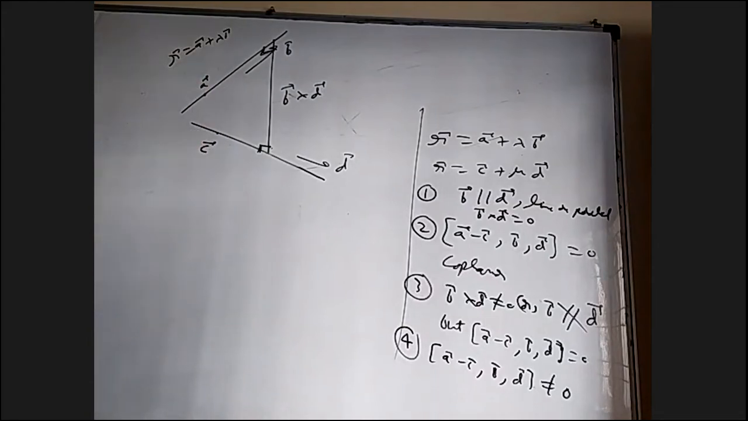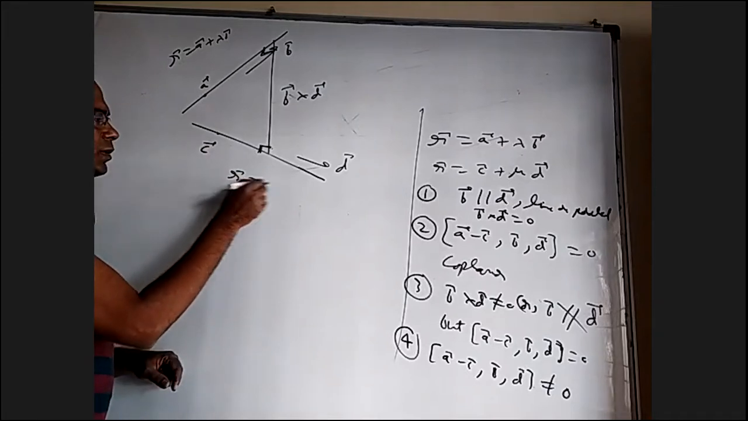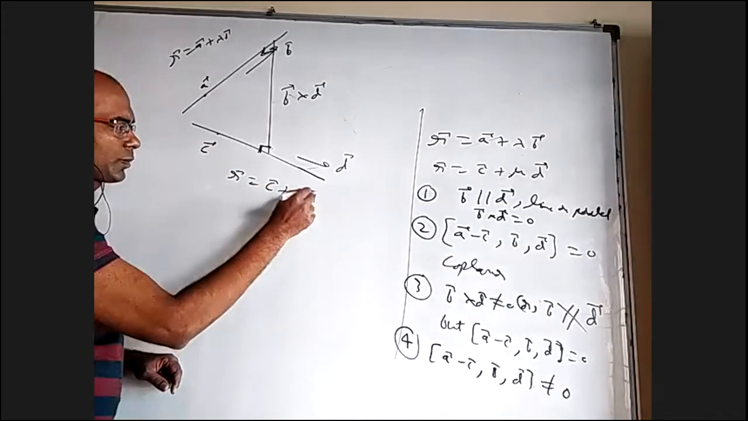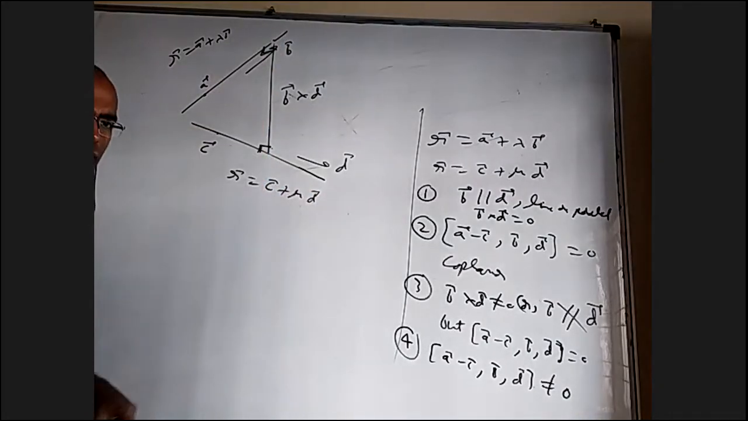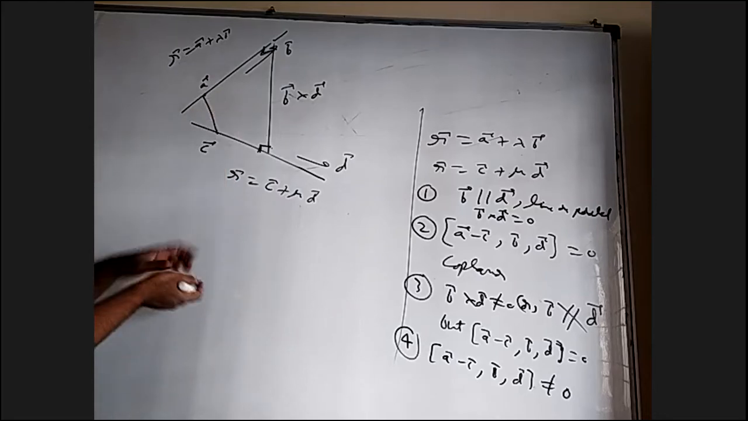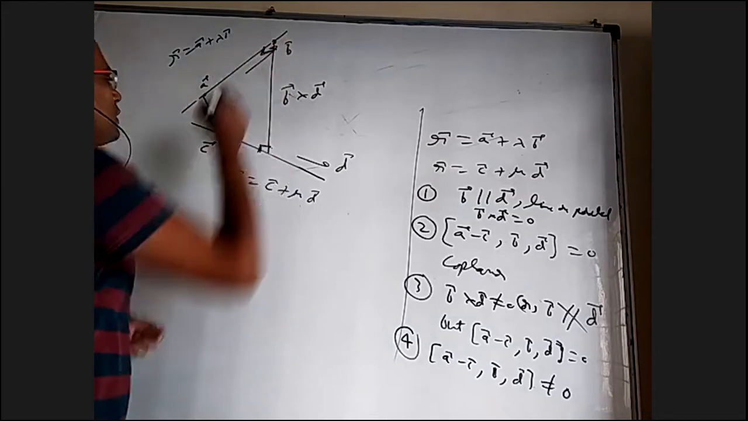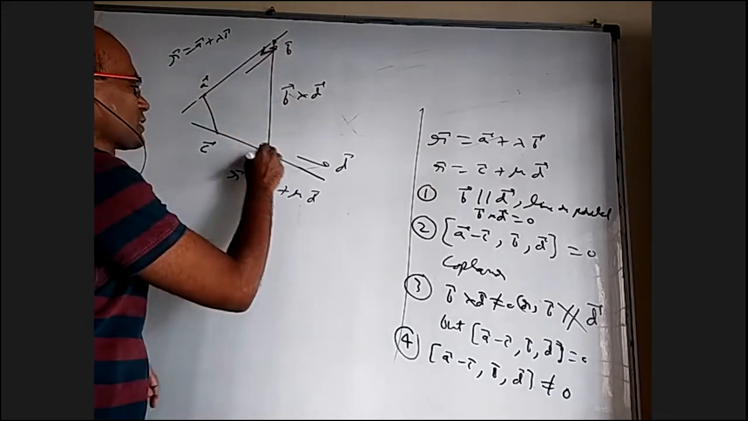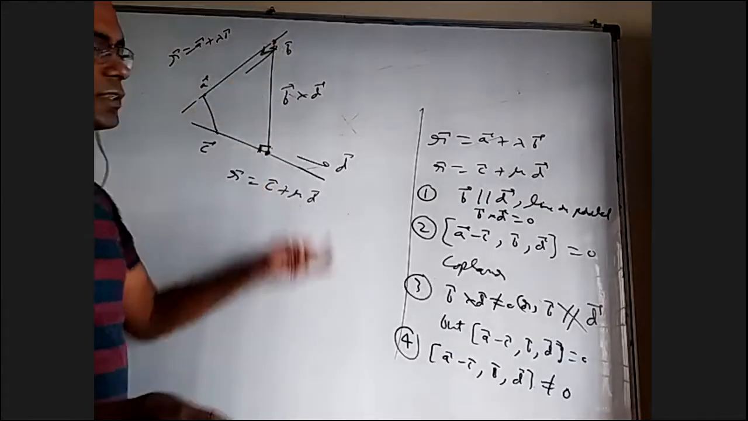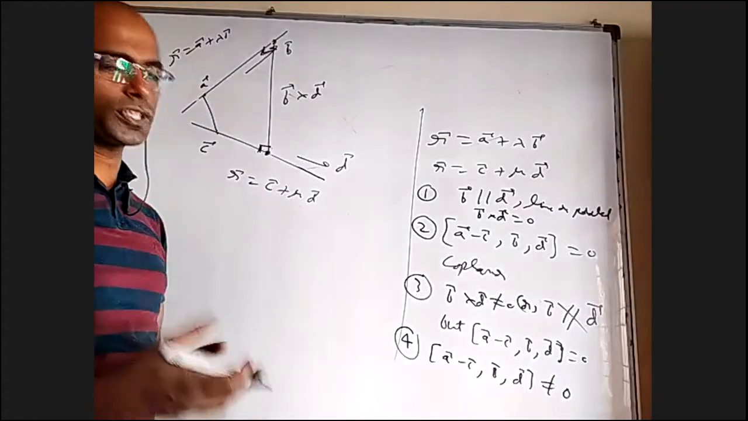There is a C bar on the second line because the equation of the second line is R bar equal to C bar plus mu D bar. How do we find this distance? It is nothing but the projection of AC on B cross D. What does projection mean? Find the foot of A on B cross D, which is exactly this point. Find the foot of C on B cross D, which is exactly this point, and the distance between them is called the shortest distance, that is the projection.